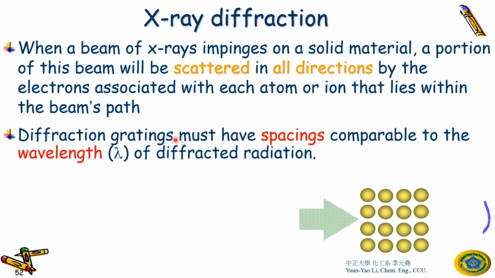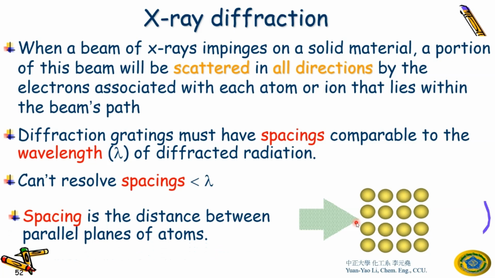So this is called a diffraction grating, which must have spacings comparable to the wavelength of the diffracting radiation. This radiation or photon has a wavelength, and the wavelength needs to be very close to this distance so you can find the diffraction. You cannot resolve it if the spacing is smaller than lambda. If this is too small, you cannot find it. Or if this is too big, X-ray doesn't work for the diffraction phenomena. So spacing is the distance between the parallel planes of atoms, what we call interplanar spacing.